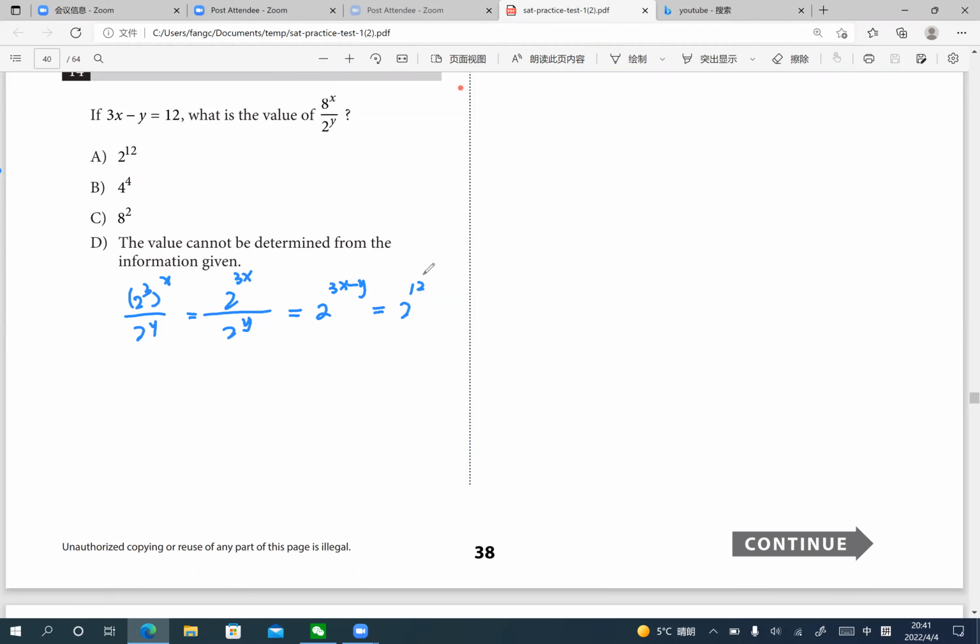Now the next step, by the quotient rule of the exponent, this expression equals 2 to the power of 3x minus y. And from the given condition, 3x minus y equals 12. So we use 12 to replace 3x minus y. We get 2 to the power of 12. So for question 14, we should choose option A.